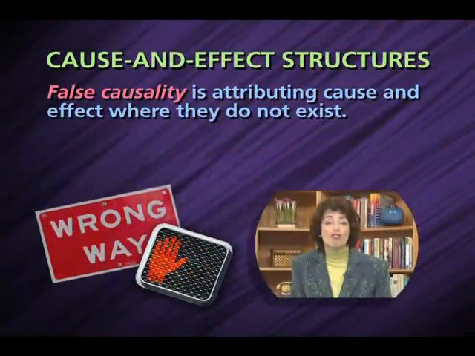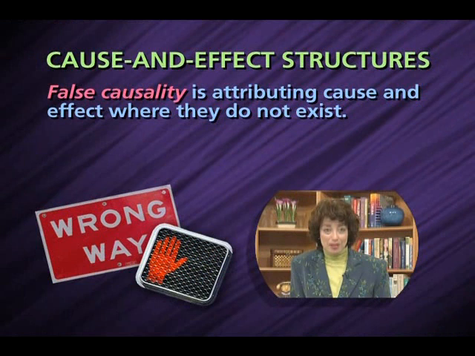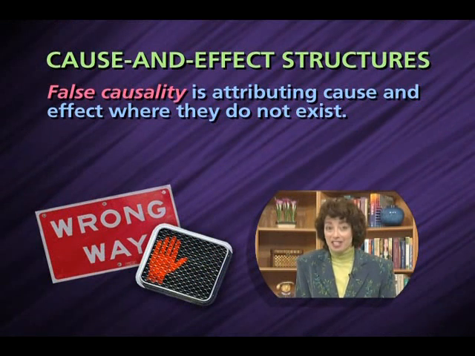When you're about to write a cause and effect essay, go back to this program. Review this page and especially these transitions because they help you show cause and effect and they help you straighten out your thinking to make sure that you really are linking cause and effect correctly. If you're not, you create what we call false causality. You attribute cause and effect where they do not exist.